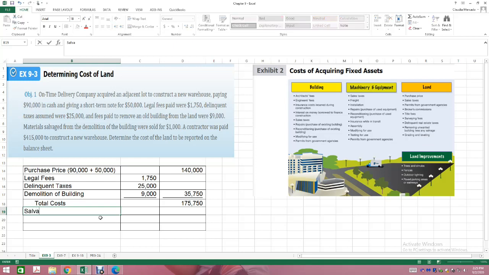So I'm going to subtract that. Salvage value of materials. This is how much I was able to recuperate. I was able to sell those pieces of wood and metal. So I'm going to subtract the salvage value of the materials. And now I can calculate the cost of land to be reported.